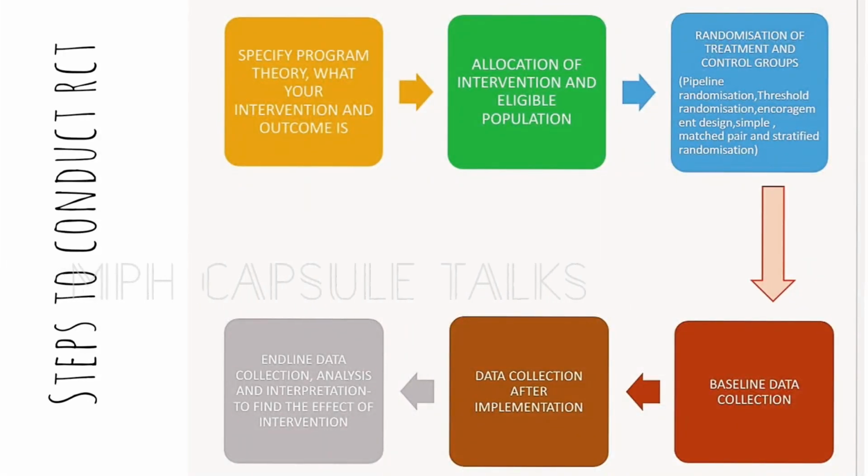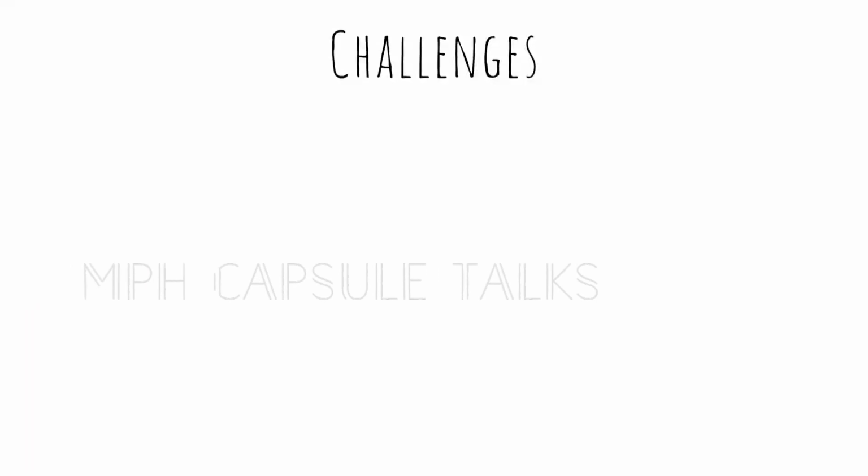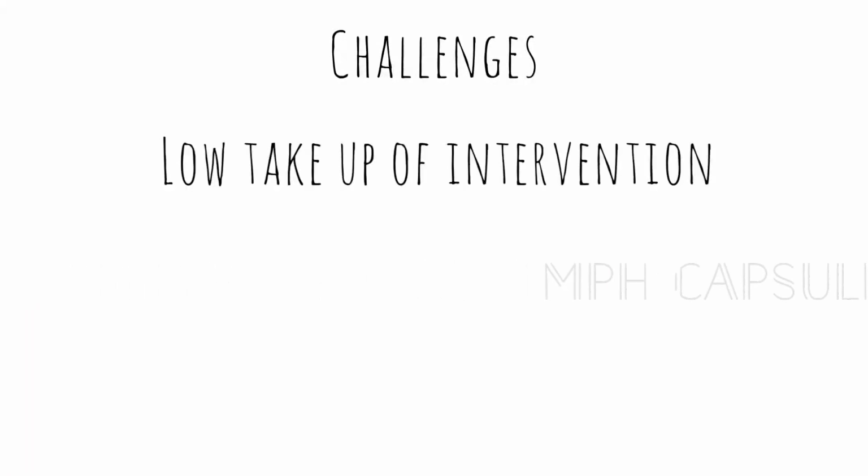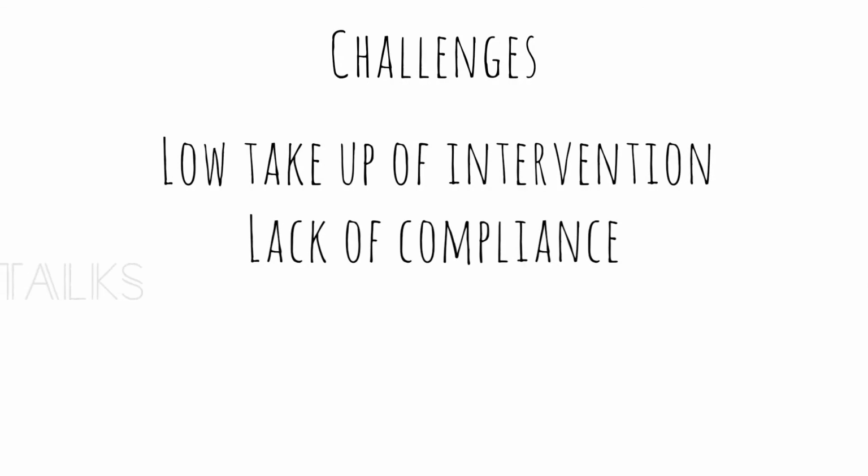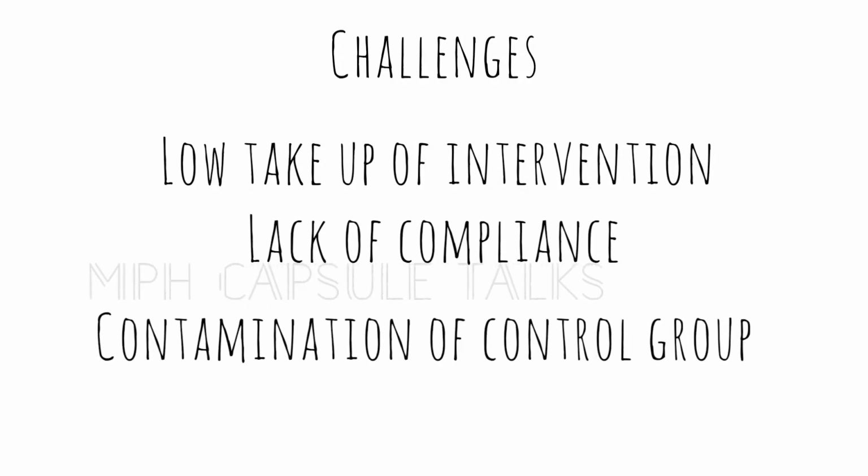So after randomization, we are collecting the baseline data from both the treatment and the control group. And after giving the intervention, we are again collecting interim data from both these groups. And finally, at the end of the study, we are getting the endline data and we are doing the analysis and interpretation to find the effect of the intervention. Coming to some of the challenges faced in conducting an RCT, the low uptake of intervention, lack of compliance, and contamination of the control group will adversely affect the results of the study.